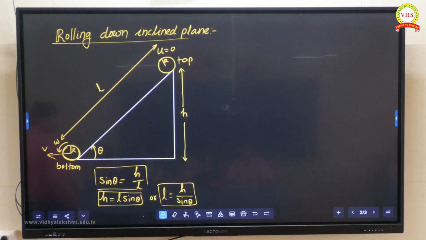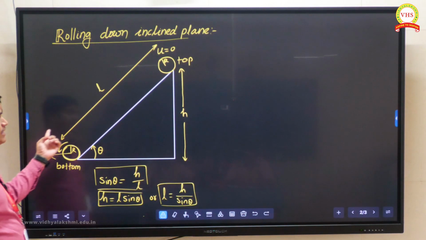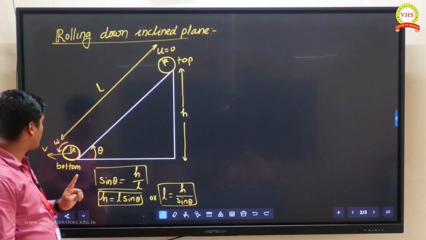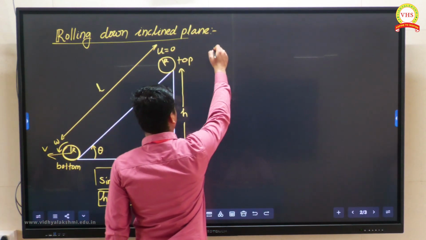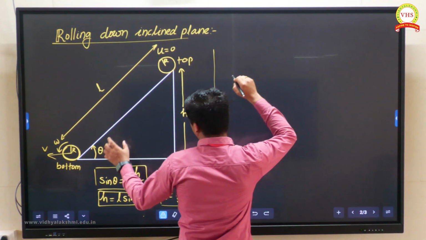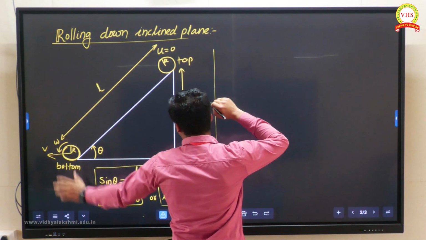So first everyone try to understand the rolling object. Everyone understand this, right? No doubt here? No worries? Okay. Now you try to find the velocity. What is the velocity of this object at this bottom point?